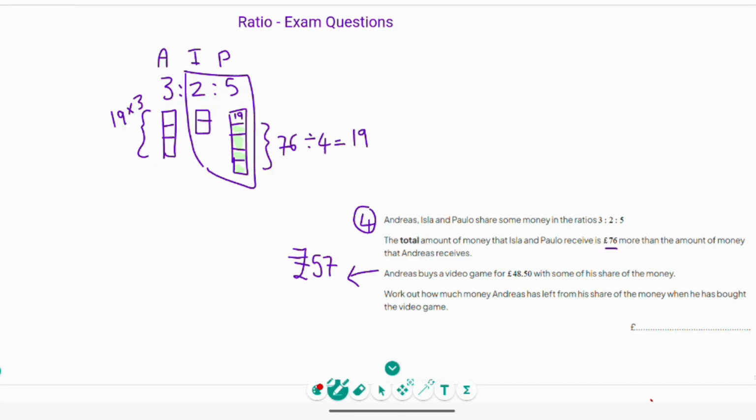Andreas buys a video game for £48.50 with his share of the money. Work out how much money Andreas has left from his share of the money when he's bought his video game. So 57 minus £48.50 is £8.50. Okay, so I would suggest just looking out for my recording now on the mixed number questions, exam questions.